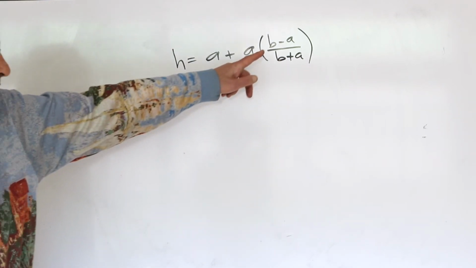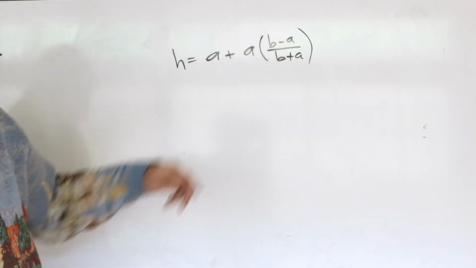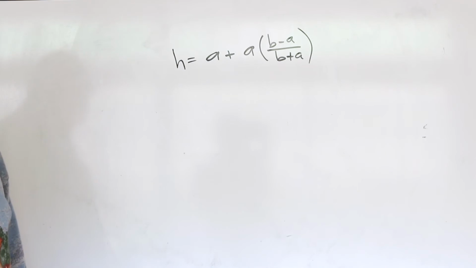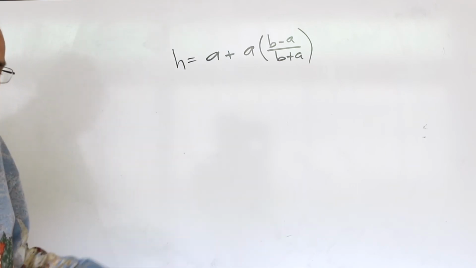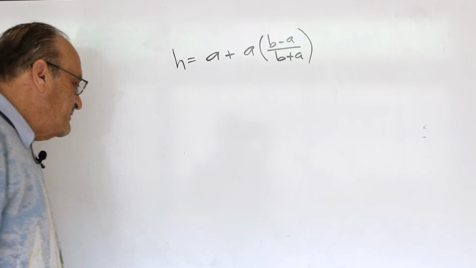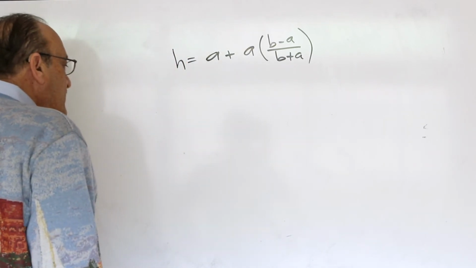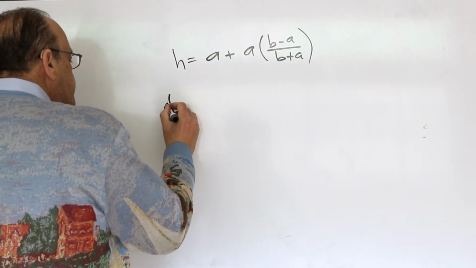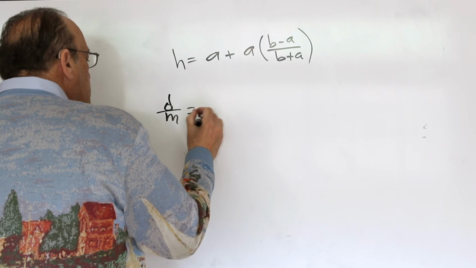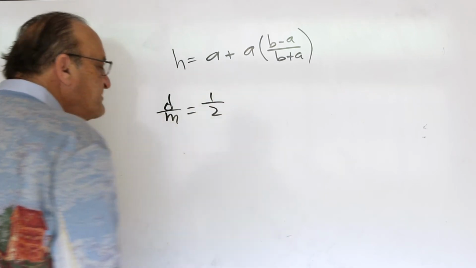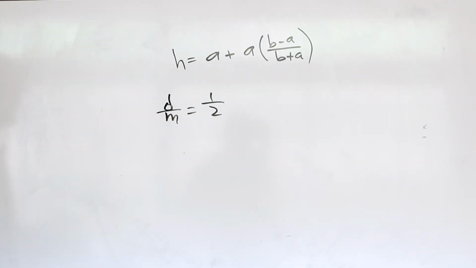And this b minus a over b plus a also shows up when you're doing Pythagorean triangles. So possibly there's a connection. So for example, if we have the fraction d over m equal to 1/2, so d is 1 and m is 2.